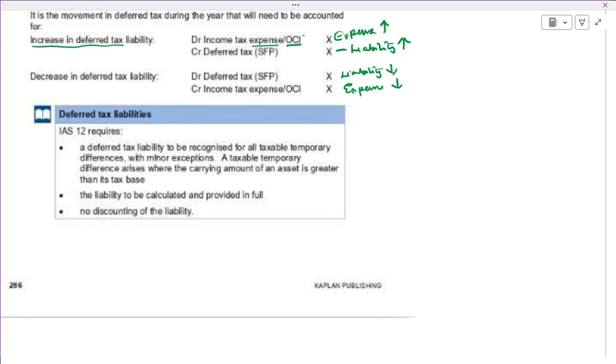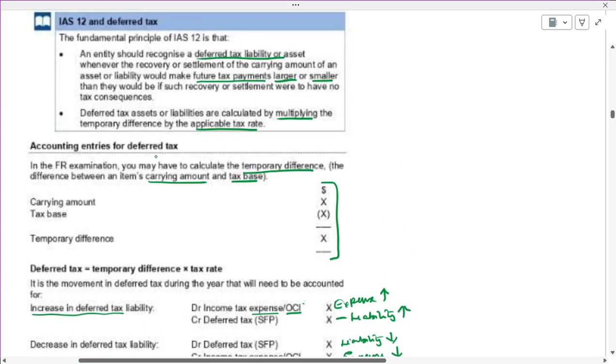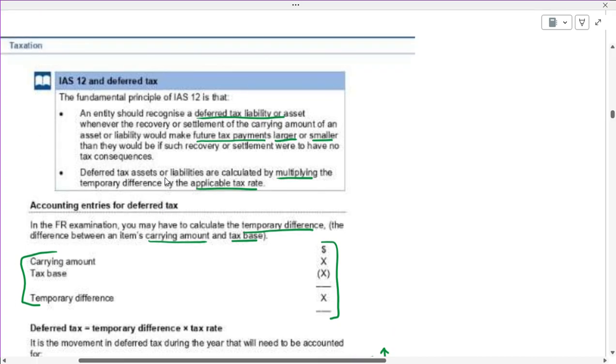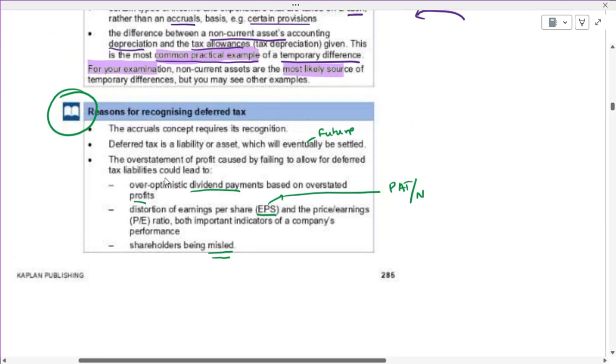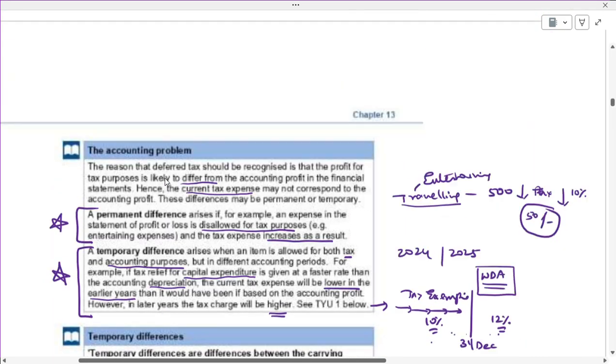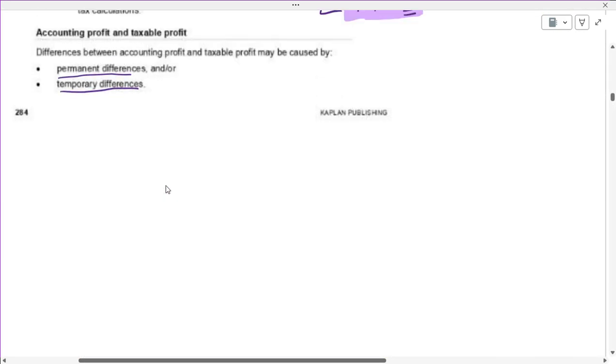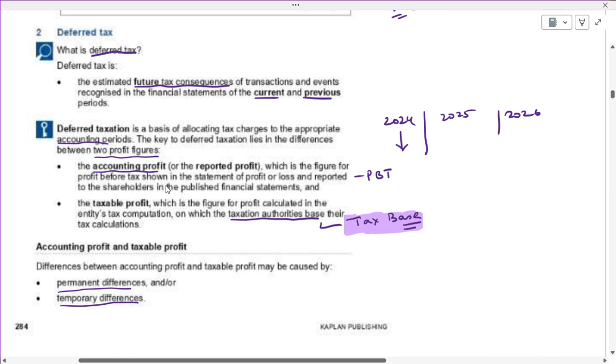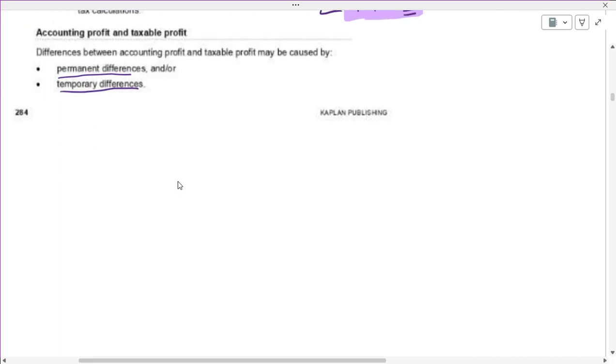A deferred tax liability is recognized for all temporary differences. Now keep in mind what a temporary difference is. Temporary difference is the difference between the carrying amount and the tax base. What is the tax base? Is it taxable profits? The tax base is based on the taxable profits.